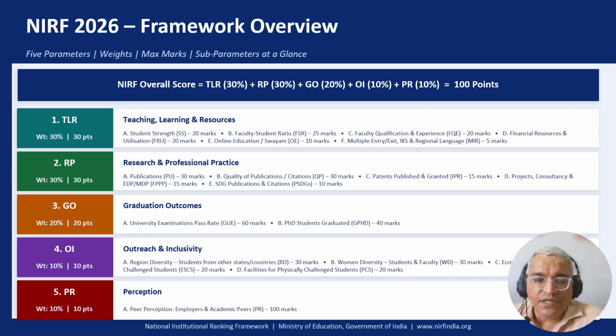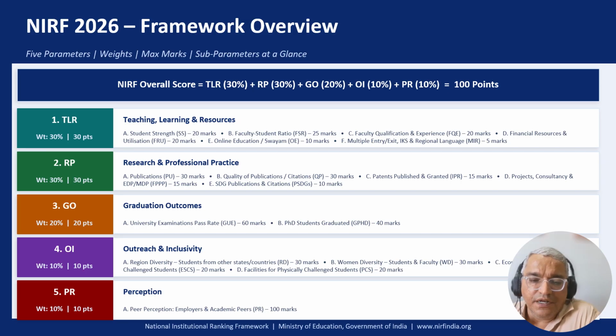The research and professional practices carry 30 marks for publications. See, they consider only publications in Scopus, Web of Science, Q1 and Q2 only. Then quality of publications, which talks about the citations in Scopus Q1 and Q2 publications. C is patents published and granted. See, all this A, B, C is captured by third party.